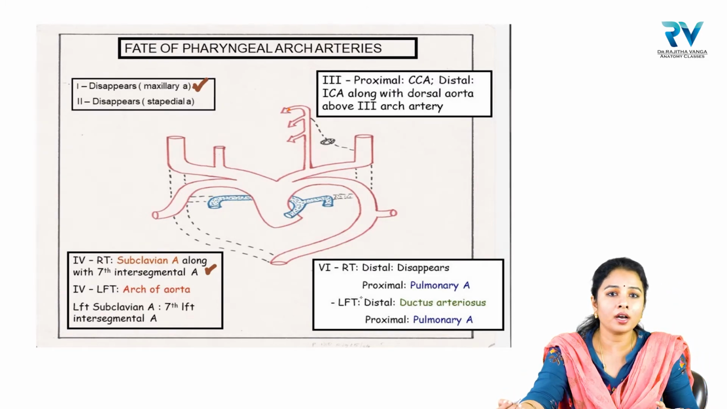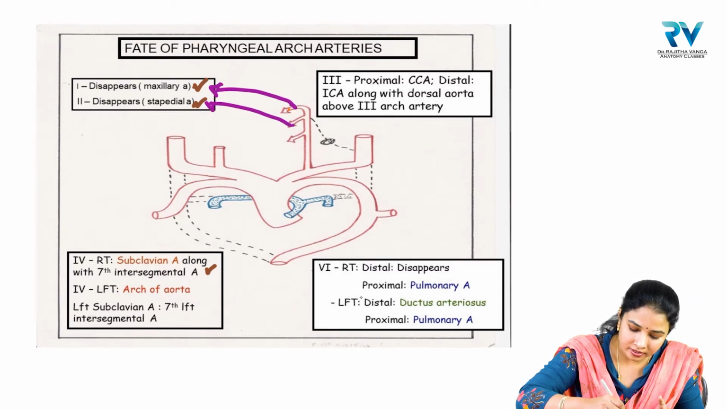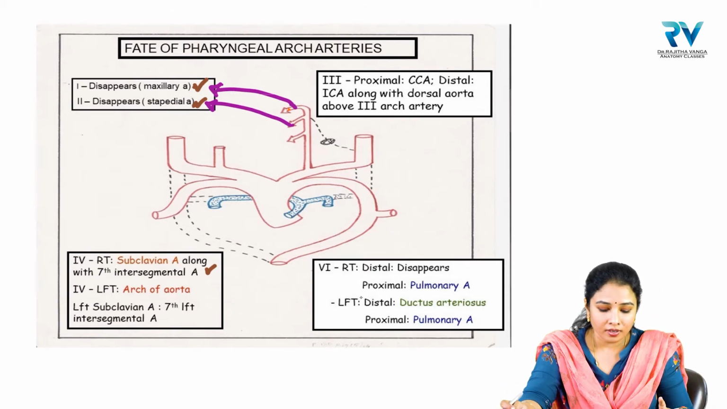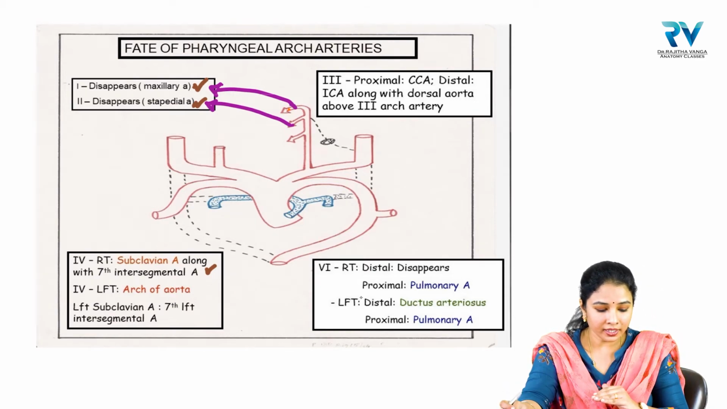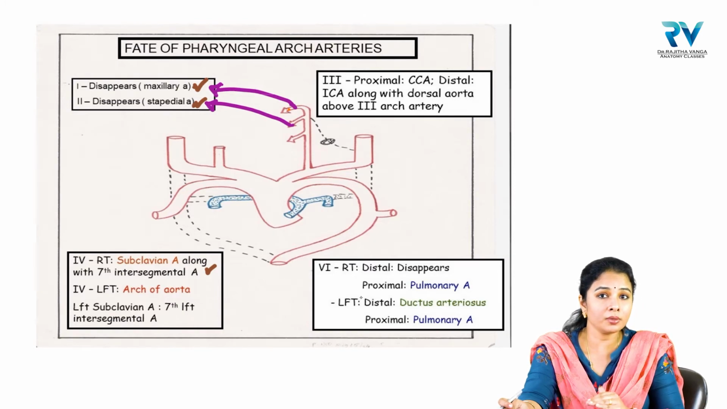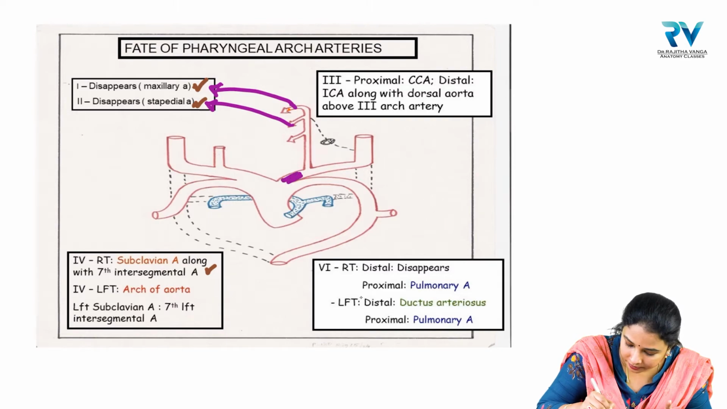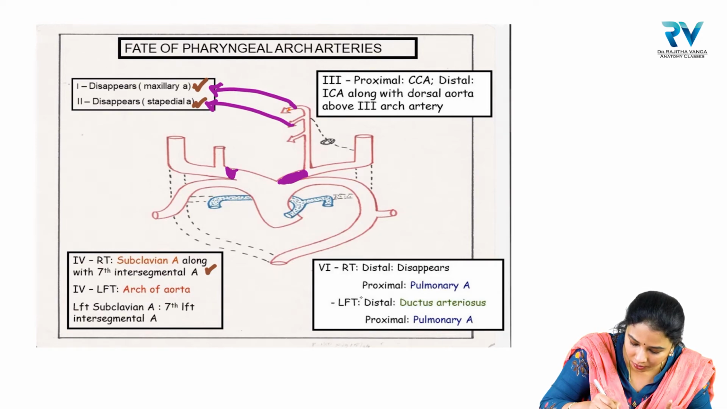The second arch artery will form the stapedial artery. A remnant of it will form the stapedial artery. So here is the maxillary artery, and this is the stapedial artery. Now about the third arch arteries. The third arch arteries form the proximal part of the common carotid artery. So I'll shade this part. This is the proximal part, which will form the common carotid artery on both right and left side.